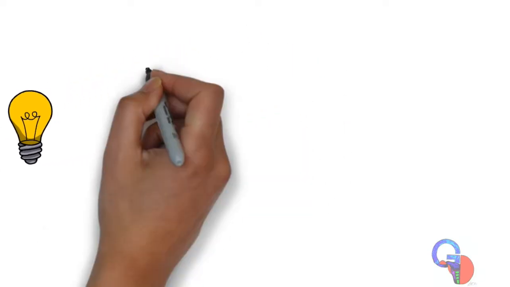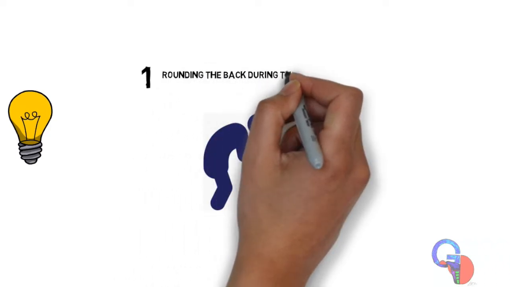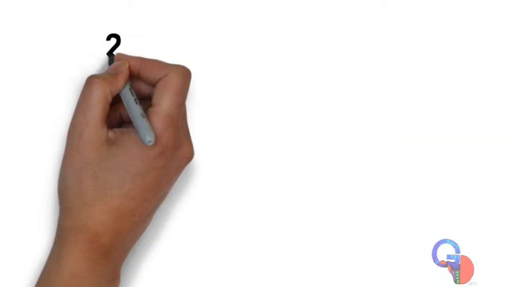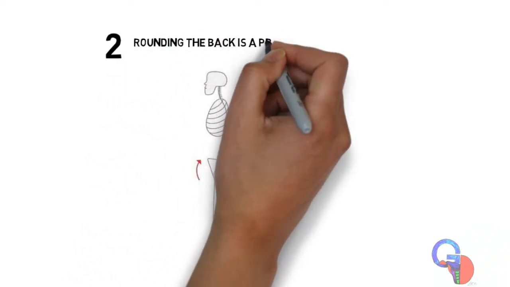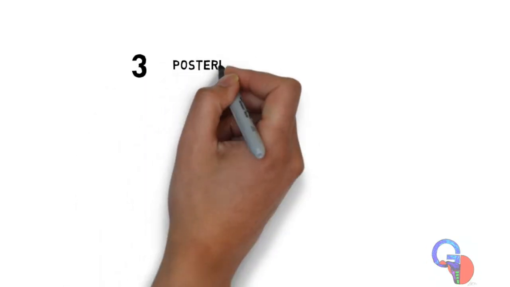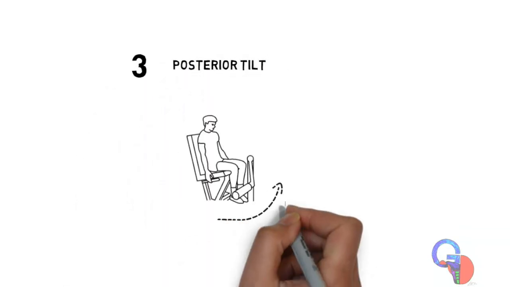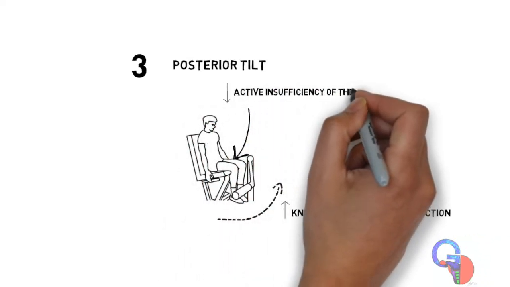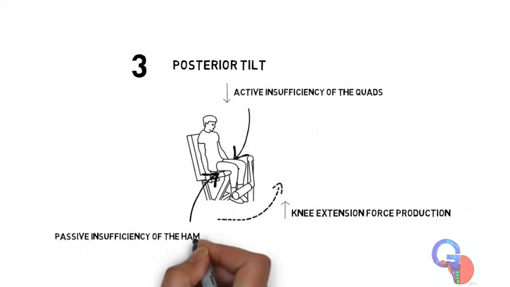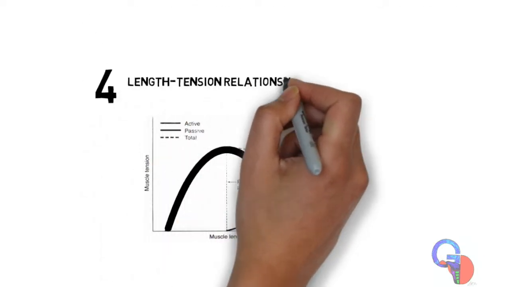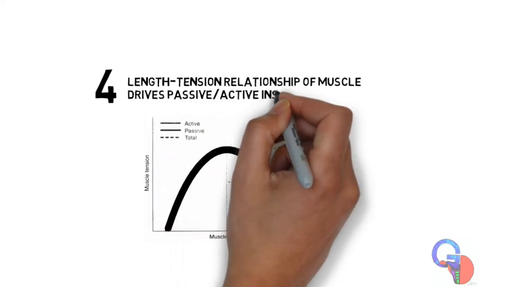My counterpoints are that: 1. Rounding the back during this exercise will not likely cause back pain. 2. Rounding the back is a product of posteriorly tilting your pelvis. 3. Posterior tilt of the pelvis optimizes knee extension force production by minimizing active insufficiency of the quads and passive insufficiency of the hamstrings. 4. The length-tension relationship of muscle is the mechanism responsible for driving the effects of passive and active insufficiency.